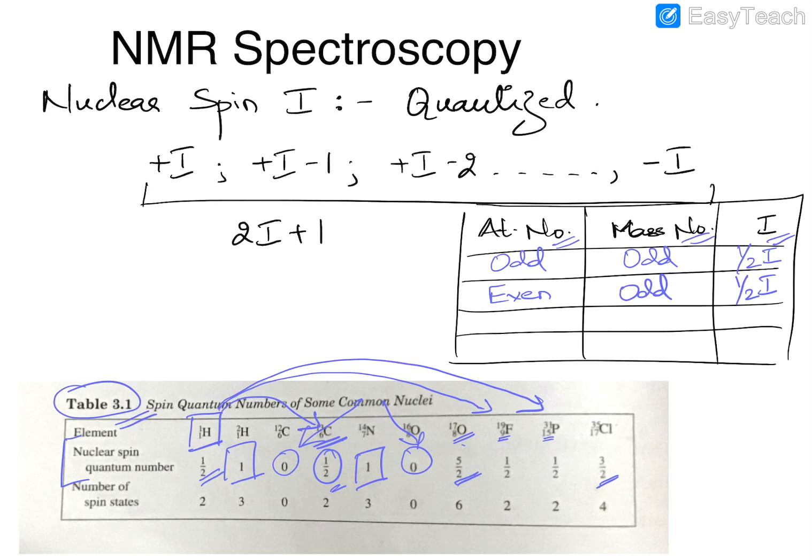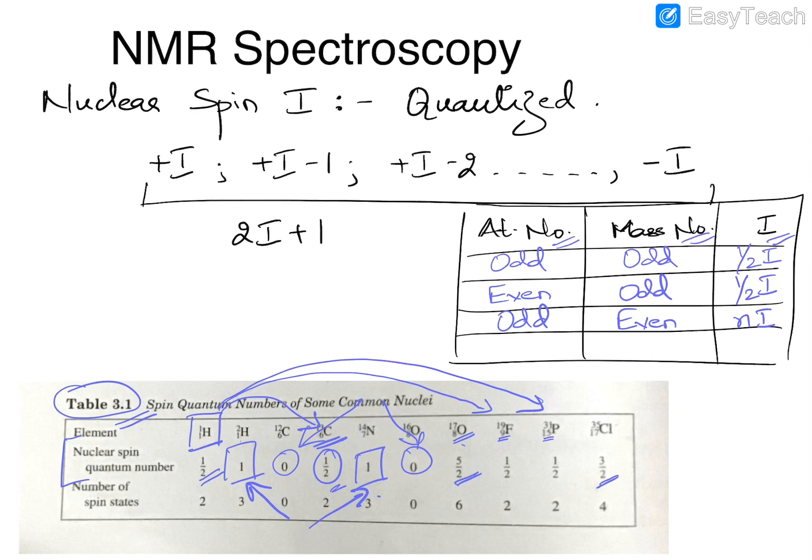Okay, the other possibility is that the atomic number is odd but the mass number is even. In these cases you get an integral spin, and the most characteristic examples here happen to be deuterium and nitrogen. So you have an odd atomic number, 1 and 7 respectively for hydrogen and nitrogen here, but you have even mass numbers.